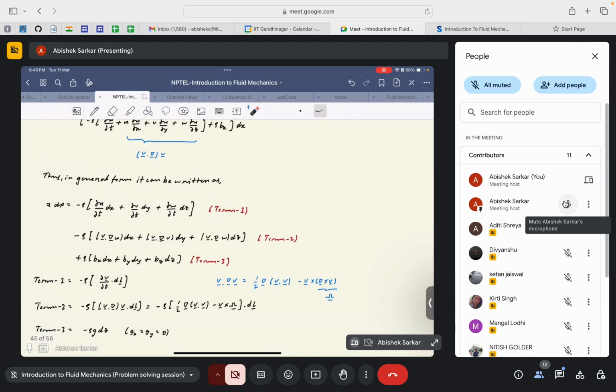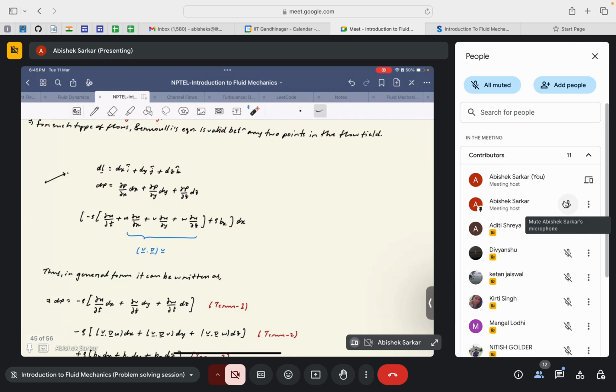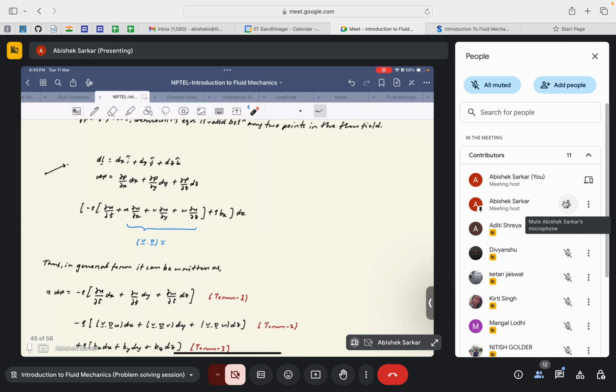Okay, so let us try to go a bit fast. We are trying to solve the equation of motion along a particular streamline. So let us consider a particular line element along which we want to do the analysis. The line vector is given by dl equals dx i cap plus dy j cap plus dz k cap.